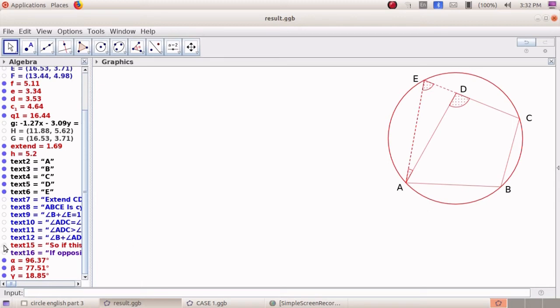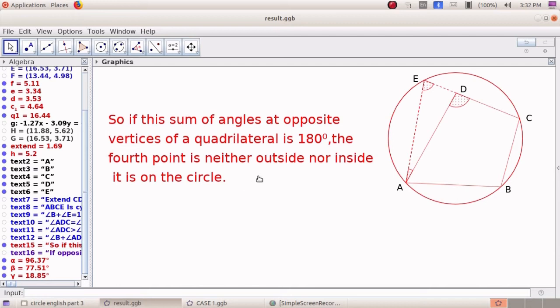Let us write that one. If the sum of the angles at opposite vertices of a quadrilateral is 180 degrees, when we draw a circle through three vertices of the quadrilateral, the fourth neither goes outside the circle nor comes inside the circle, it will be on the circle. From this much discussion we have to conclude so.